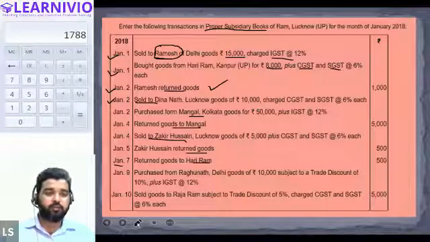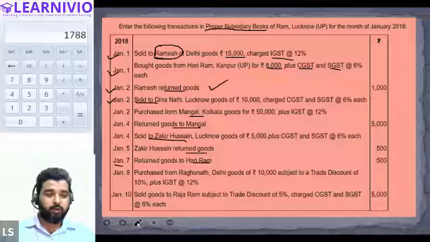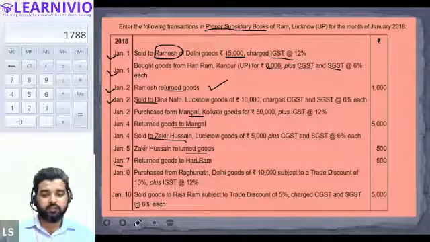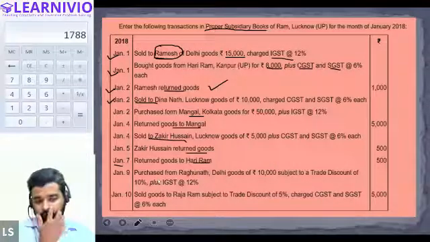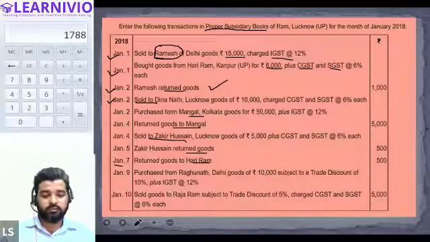Please keep in mind that we will be required to make all the books: purchase return, sales return, purchase book, and sales book. All the books will be prepared in this question. So give it a try. I'm giving you 10 minutes to solve this question, or it will probably take more time. So try to solve this within 10 to 15 minutes.